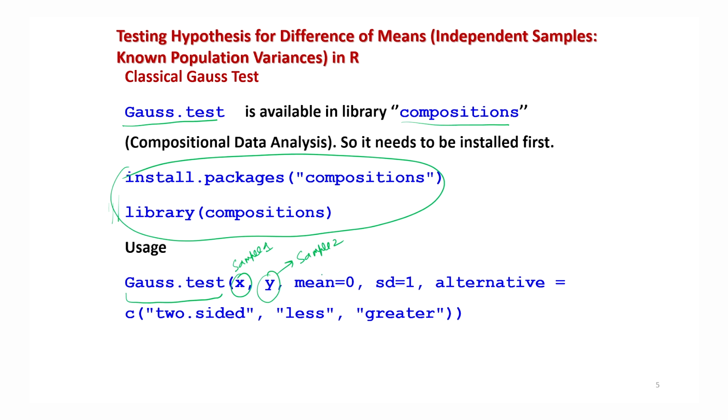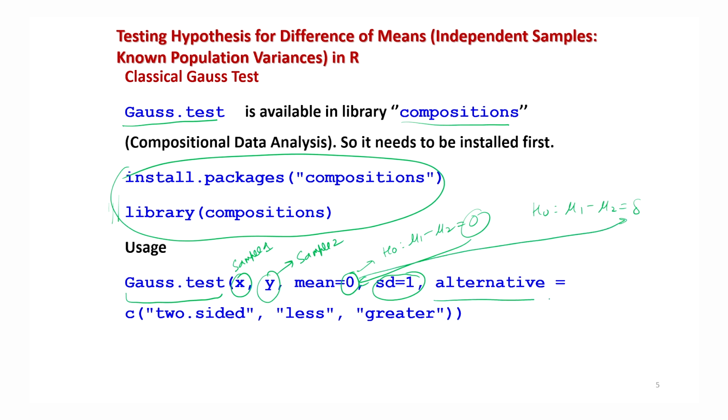Then the mean here is 0. This 0 indicates that H naught: mu1 minus mu2 is equal to 0. And the standard deviation here is 1, but you can give it any value. On the other hand, if you are considering H naught: mu1 minus mu2 is equal to some delta, then this 0 will be replaced by this delta value.